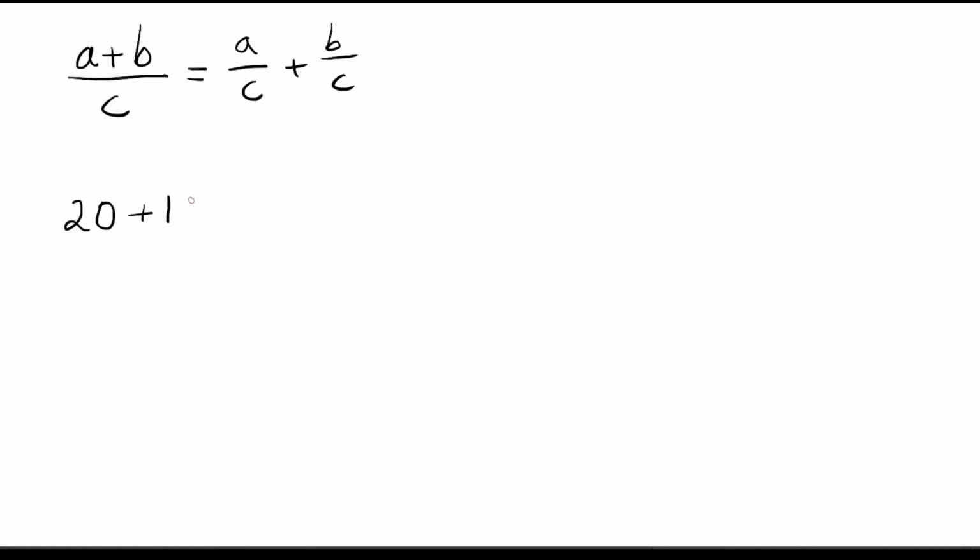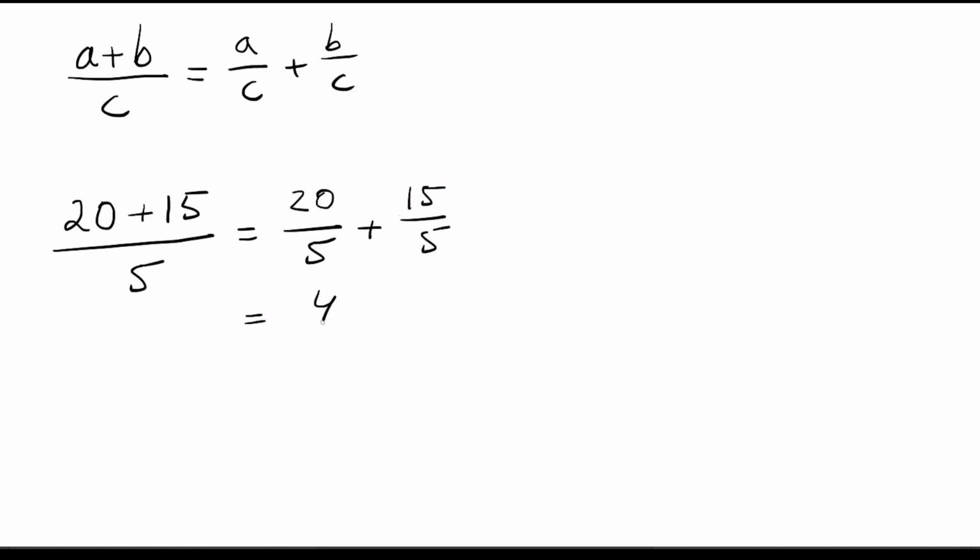If you want to divide a sum of two numbers, a plus b, by a third number, c, then the rule says that you should divide both numbers by c. So for example, if you have 20 plus 15 and divide by 5, then you need to divide both numbers by 5. So you get 4 and 3, 7.